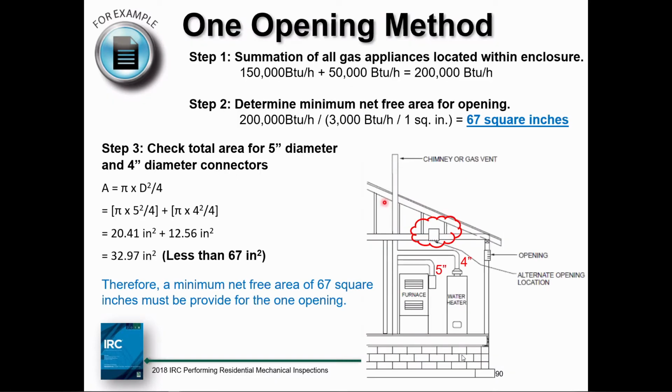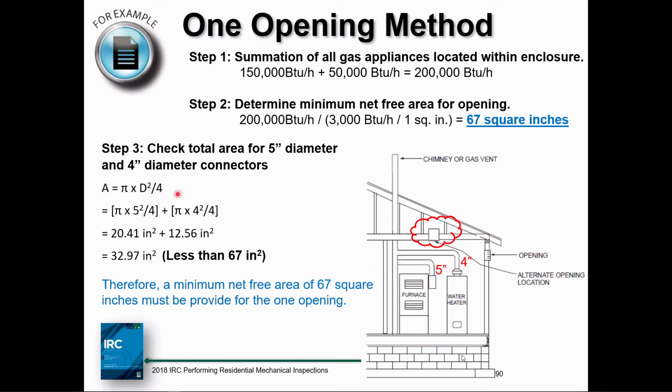Let's check. Now, I do the first calculation that the code told me about, that 3,000 BTUs per hour equates to 1 square inch. Again, the total capacity that I have input rating in the room is 200,000 BTUs per hour. I'll take 200,000 BTUs per hour, divide it by 3,000. There's my minimum square inch opening for this opening here. My check is I need to evaluate the areas of the connectors.